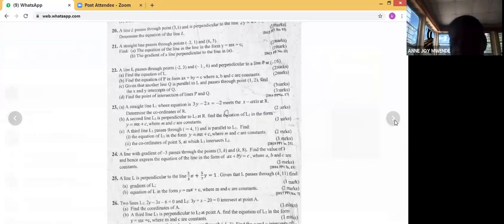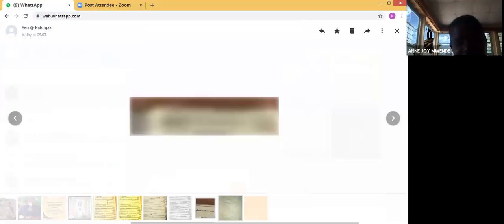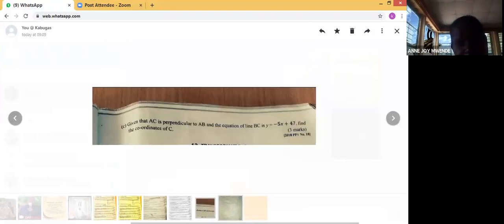Only 3 minutes. The question is there. Given that AC is perpendicular to MB and the equation of line BC is y equals -5x plus 47. Find the coordinate of C.